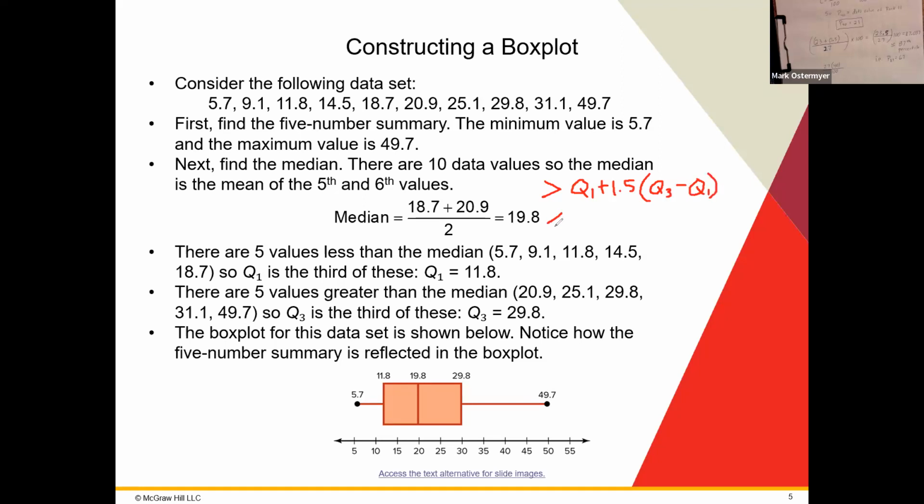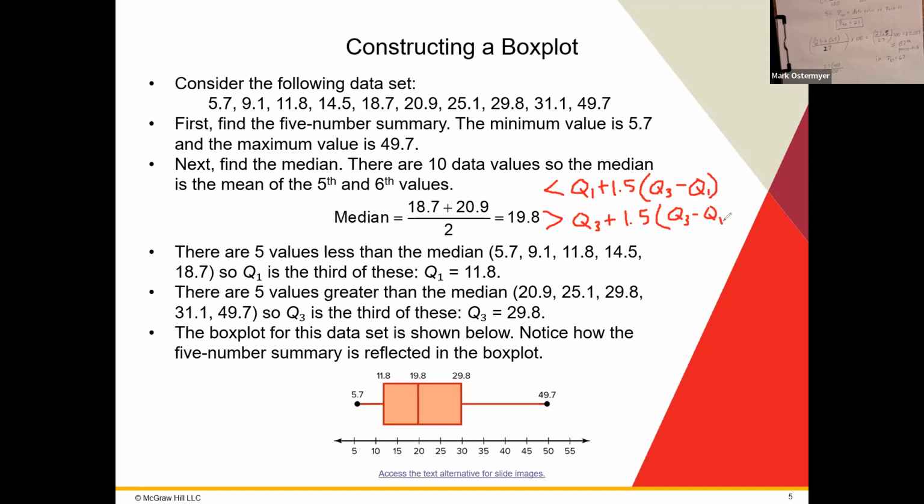Or any data value that's less than. Wrong. That's not right. This should be less than. Or any observation that's greater than your third quartile plus a fence value. Your third quartile plus 1.5 times your IQR, your interquartile range for this data set, would be considered to be an outlier.